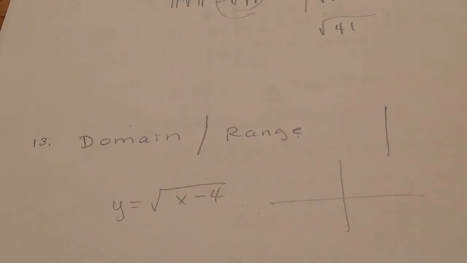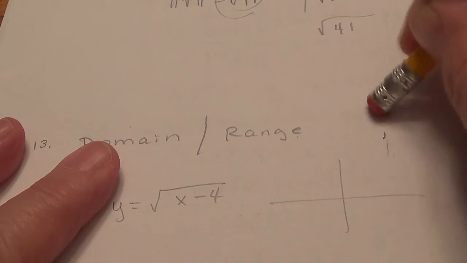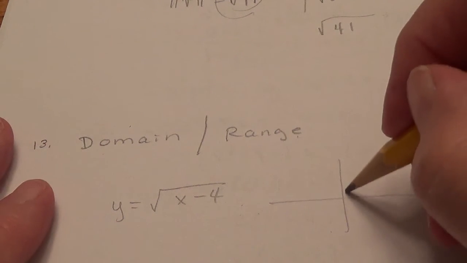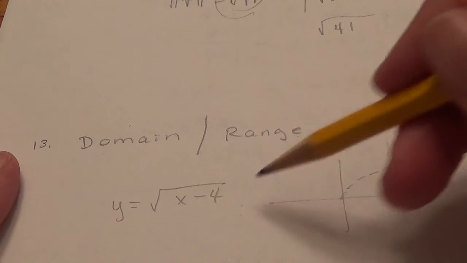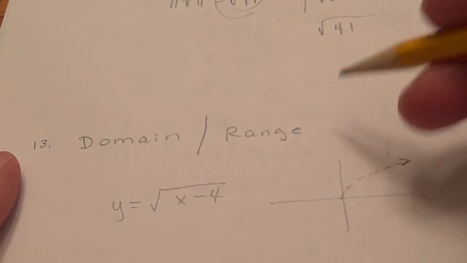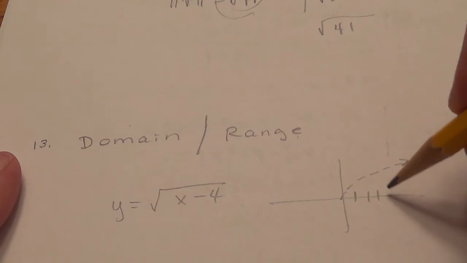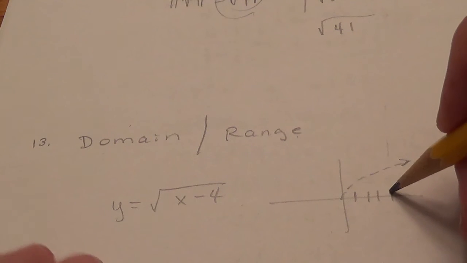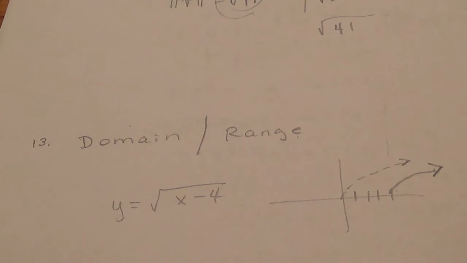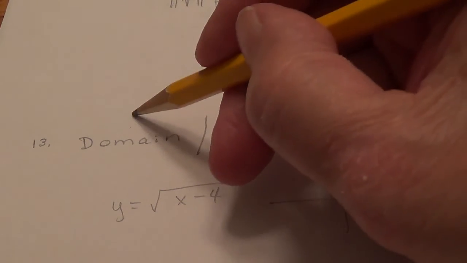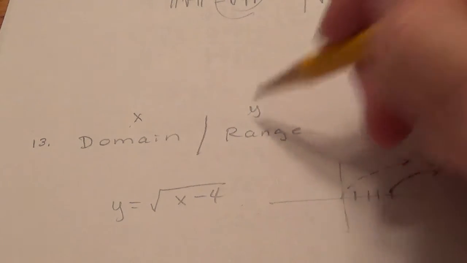The square root of x is one of the basic graphs we learned that goes like that. And the minus 4, hugging it, will move it to the right 4 steps. So when we see that, it goes over here. And then we can find the domain and range of this graph. So the domain is all the x values, the range is all the y values.